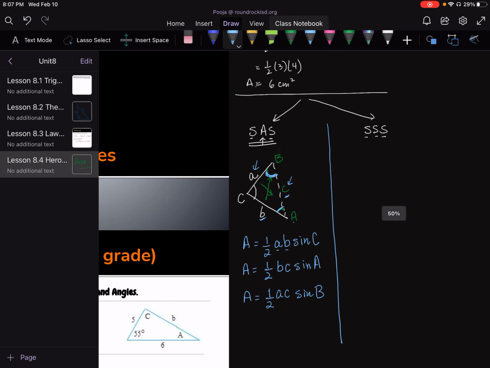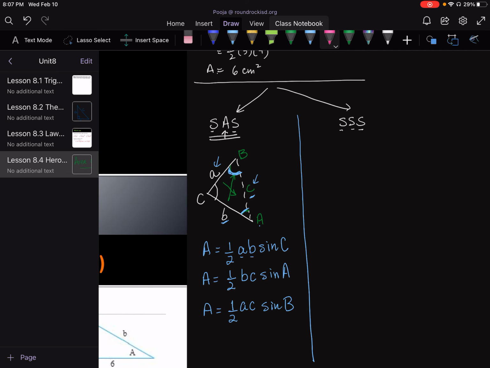Instead, if we are given an SSS triangle, which means in any given triangle, all three sides are known, let's say A, B, and C, and none of the angles are known, then we are going to use a formula called Heron's formula. Heron, who is also referred to as the Hero of Alexandria back in Roman Egypt, developed this formula about 2,000 years ago.